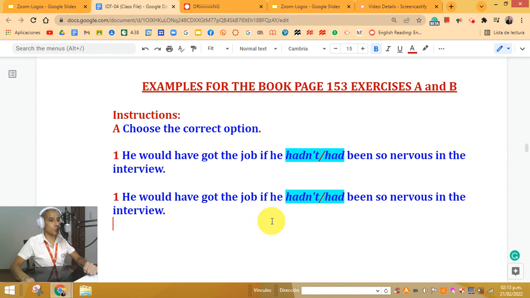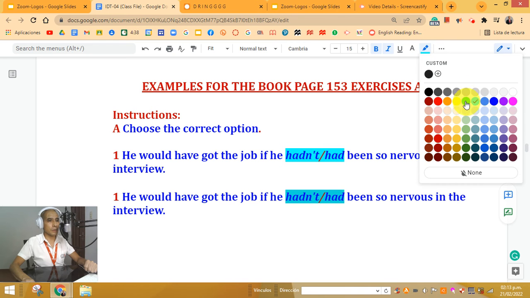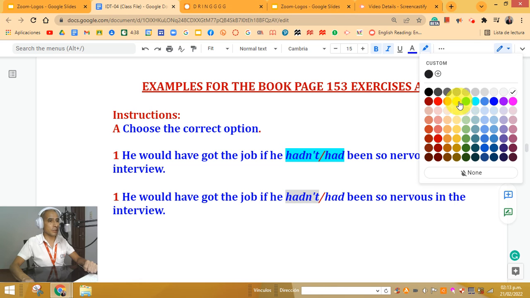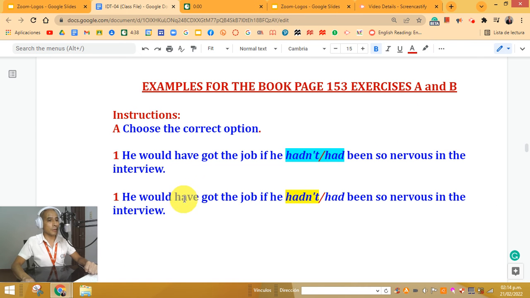If he, what do I need in this case? The correct answer should be hadn't been so nervous. He would have got the job if he hadn't been so nervous in the interview. So that is what I have to correct, and that's what I'm going to do. Okay, so I delete had, and the correct answer should be, give me a second, please. He would have got the job if he hadn't been so nervous. The thing is that he was nervous. That's why he could not get the job. So the correct answer would be hadn't.